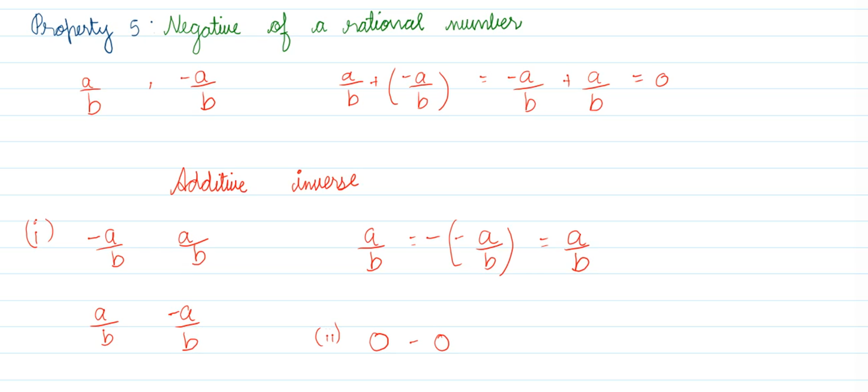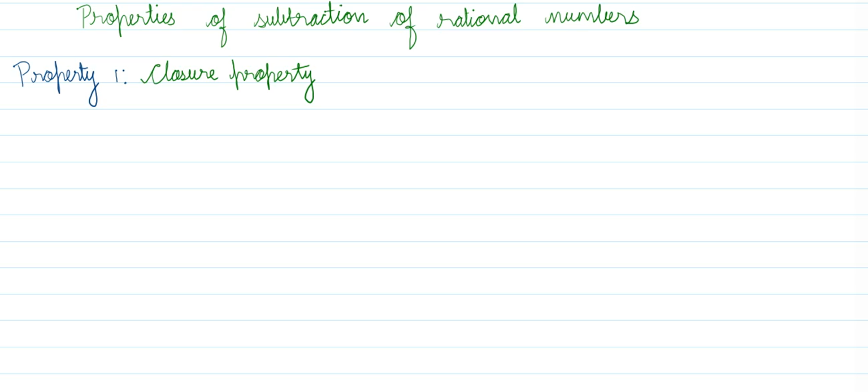So now we come to the conclusion of properties of addition of rational numbers. The next is properties of subtraction of rational numbers. So again, for properties of subtraction also, we start with the closure property. So let us consider two rational numbers a by b and c by d. If we are going to subtract these two rational numbers, the difference which we get should also be a rational number. So let's check it.